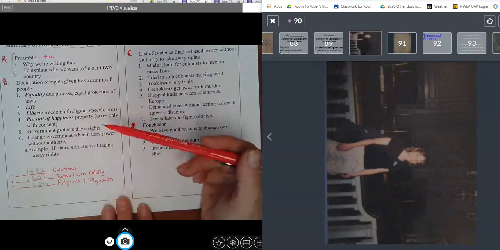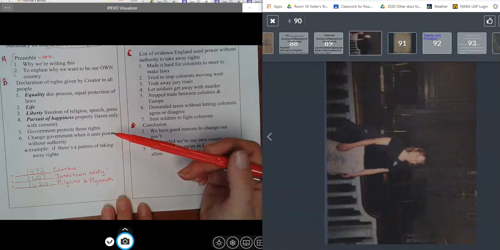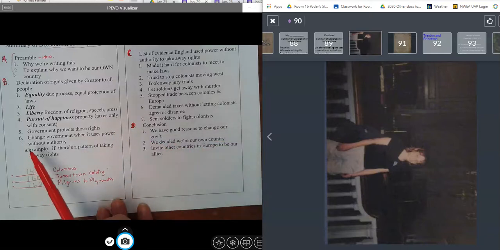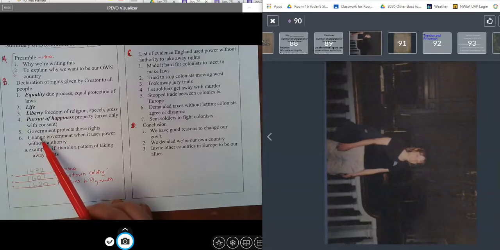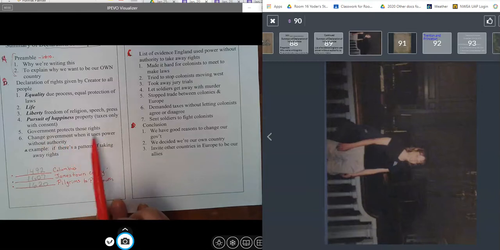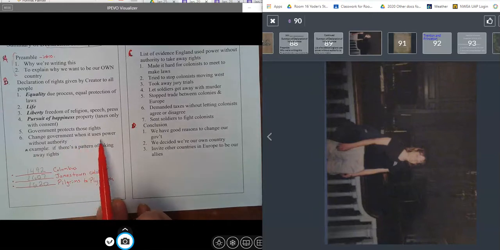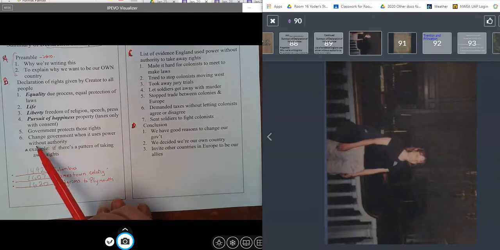All of these are easily found right there in the Declaration of Independence. And then the idea, the founders wrote this in, the idea that United States citizens should be able to change the government when the government uses its power without authority, when the government goes beyond what it's supposed to do. The Declaration of Independence says, hey, we should change governments.